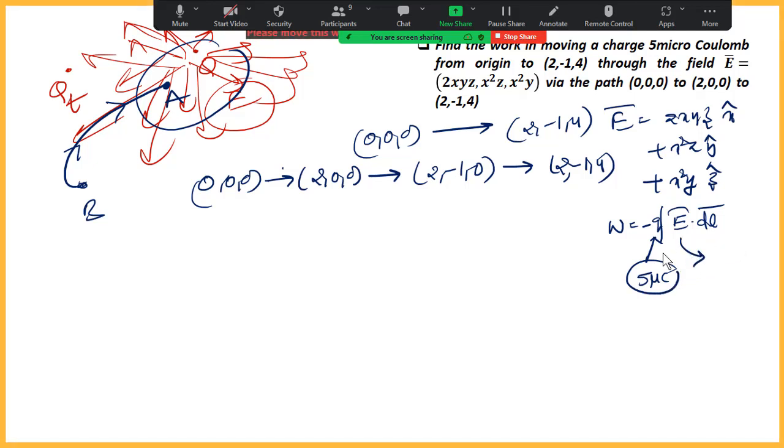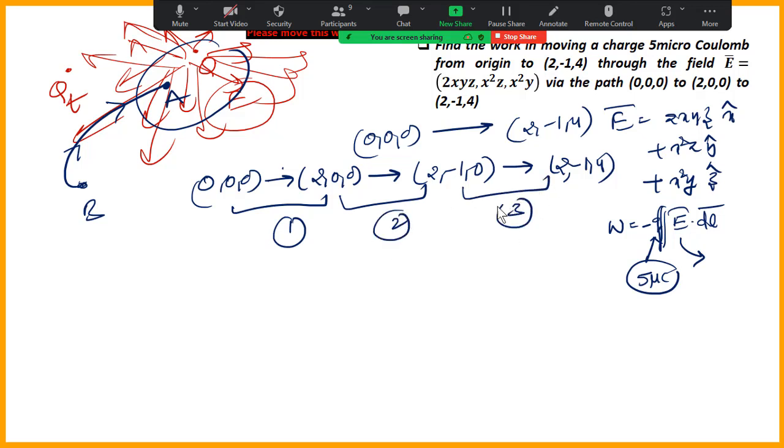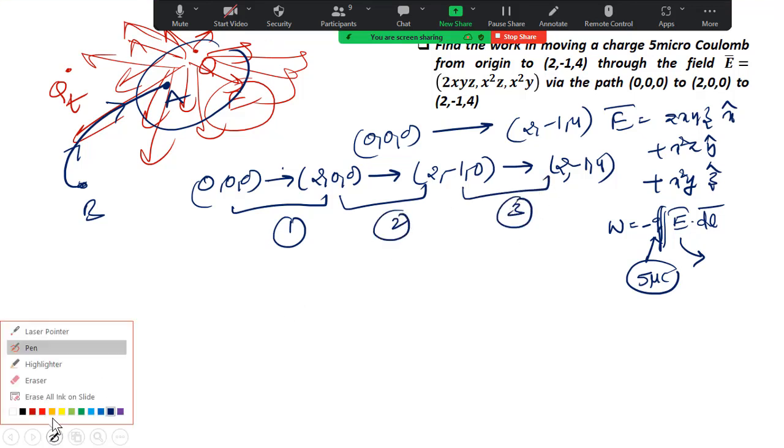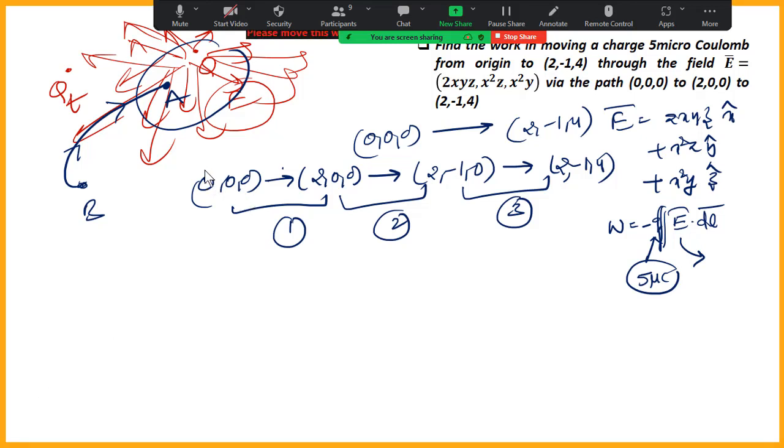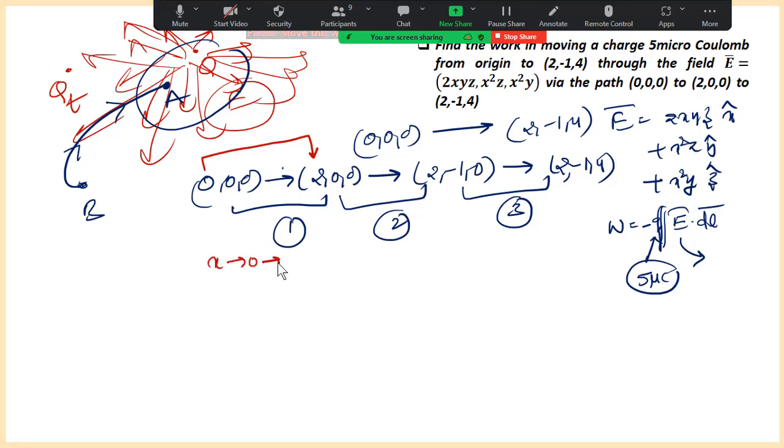But here the path we are taking is not direct. The path is from here to here, this is the first path. From here to here, this is the second path. From here to here, this is the third path. If you see very carefully, in the first path only x is changing, from 0 to 2, and in this path y is 0 and z is 0. This observation is important. You see how small these things are, but they are important to do the problem.